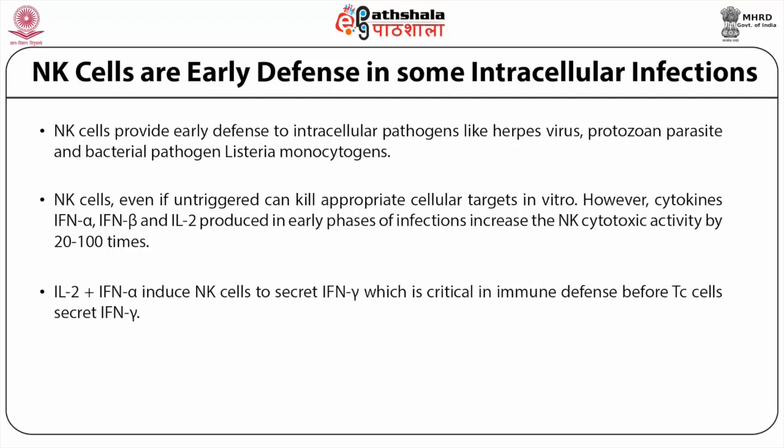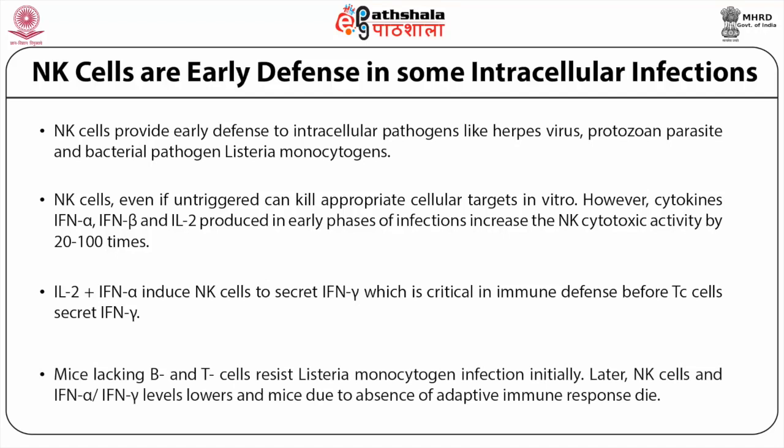IL-2 plus IFN alpha induce NK cells to secrete IFN gamma, which is critical in immune defense before TC cells secrete IFN gamma. Mice lacking B and T cells resist Listeria monocytogenes infection initially. Later, NK cells and IFN alpha, IFN gamma levels lower, and mice, due to absence of adaptive immune responses, die.